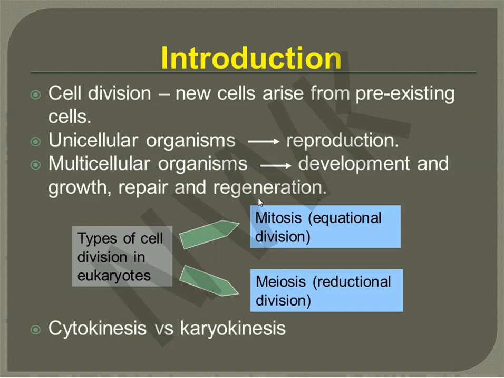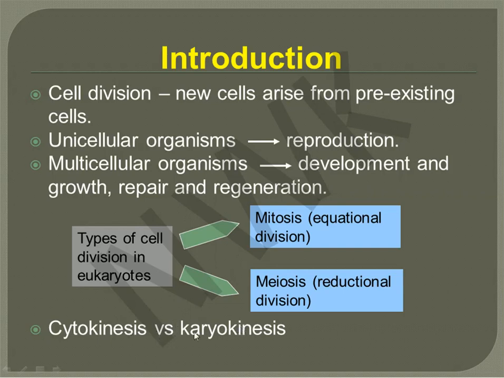body cells. So there are two types of cell division in multicellular organisms. There is mitosis and meiosis, which we will discuss both of them in this topic. And remember one thing, mitosis and meiosis are not found in unicellular organisms such as bacteria. The cell division can also be further divided into cytokinesis and karyokinesis.